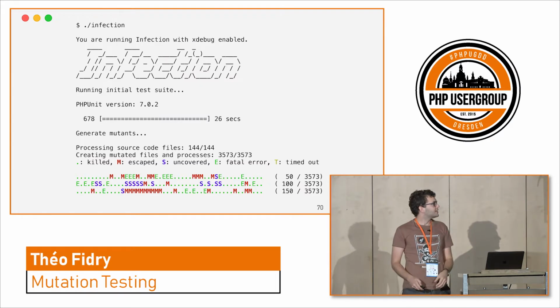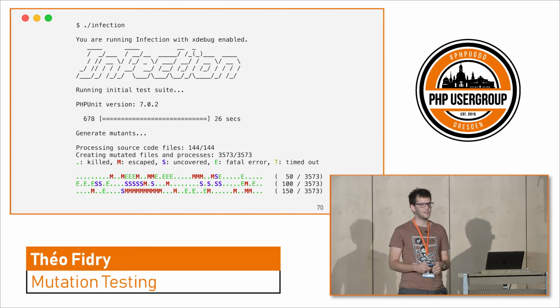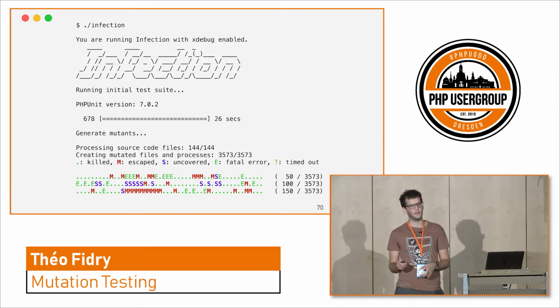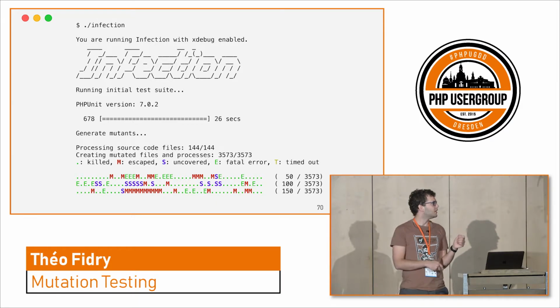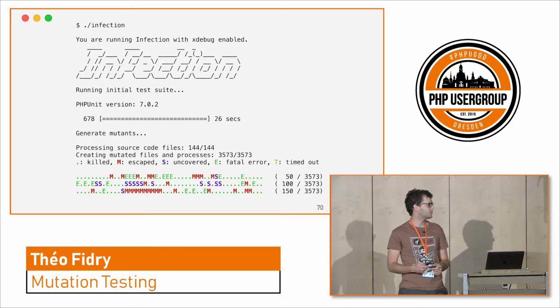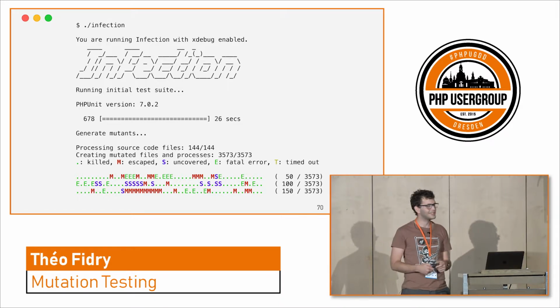So if we look at the beginning, we are running Infection with Xdebug enabled. The reason being Infection requires code coverage. If you don't use Xdebug, you need PHPDBG. That's also why it's a bit slower, because the tests that took 2 seconds are now taking 26 seconds.